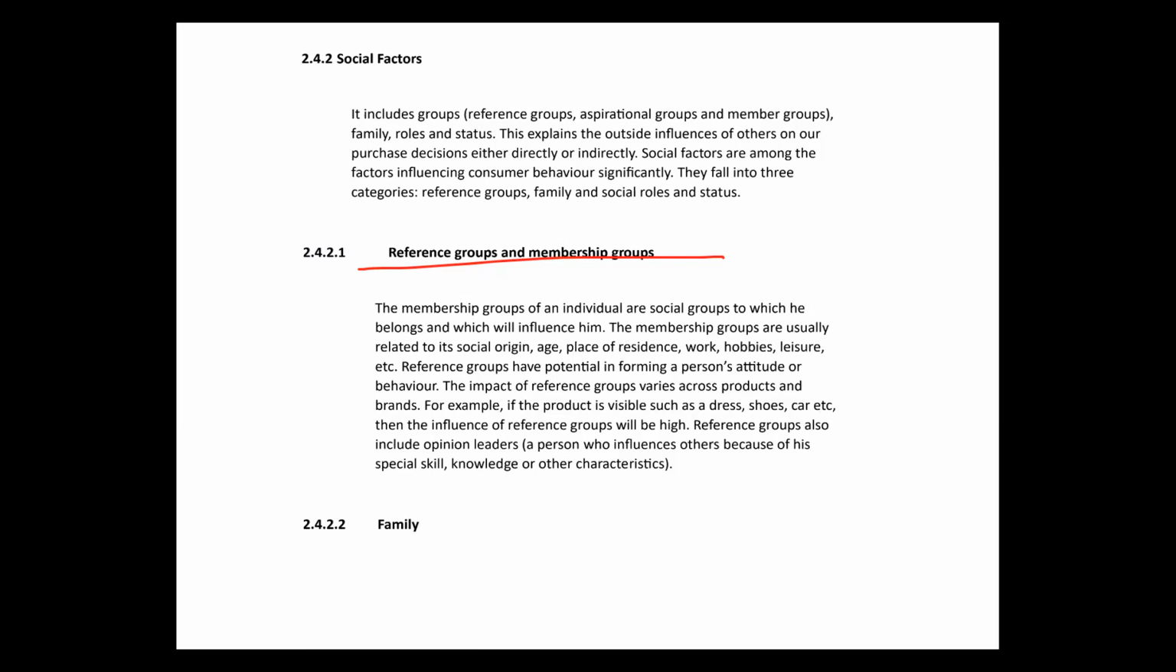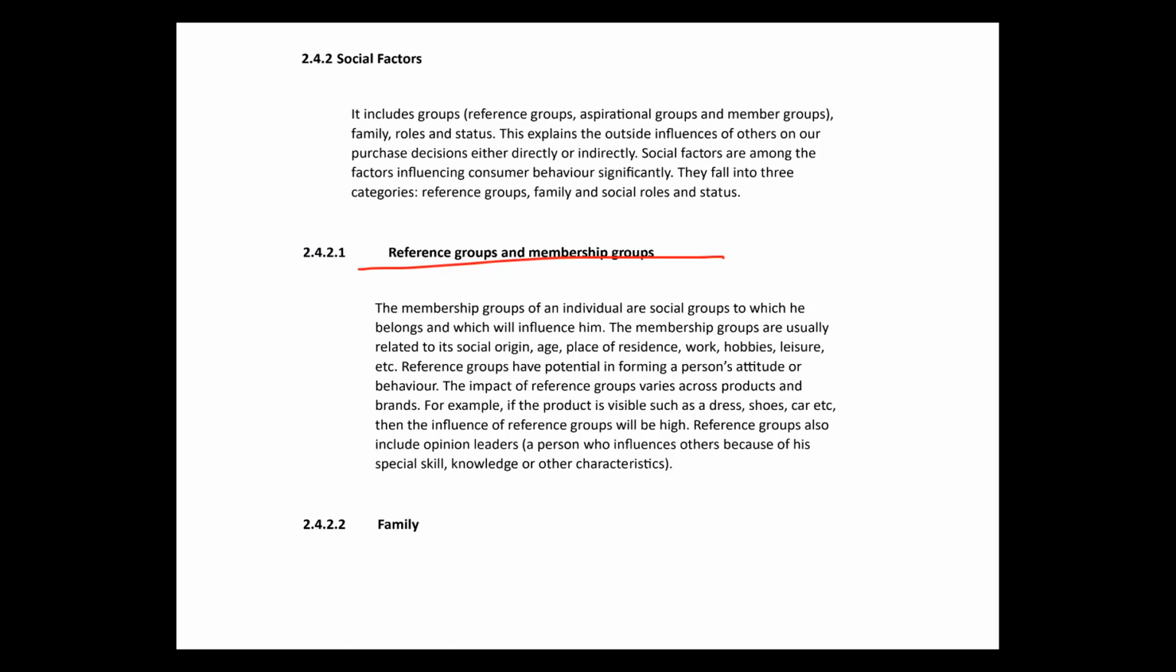So you can see that the influence of the reference groups varies across products and brands. For example, if the product is visible, such as a dress, shoes, or a car, among others, then the influence of the reference group will be very high.